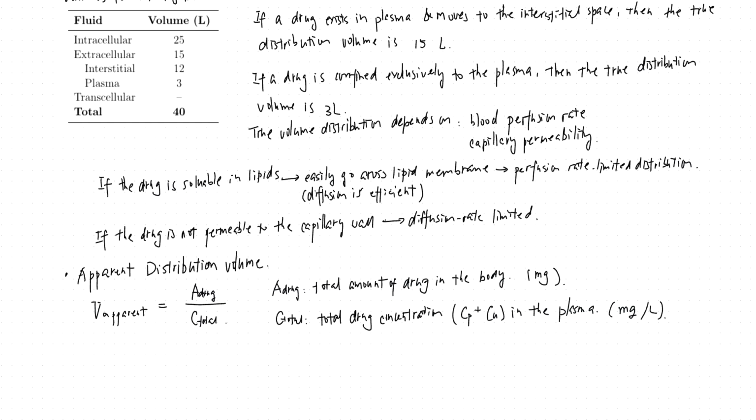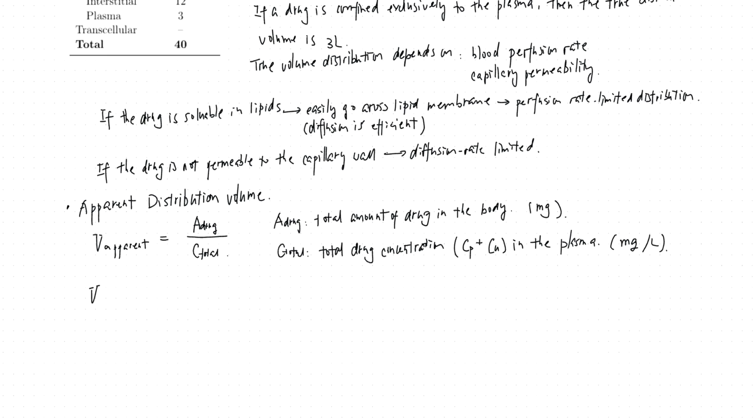Then the apparent volume can be either an overestimation or underestimation of the true volume, depending on the concentration of the drug. So V apparent can be an overestimation or underestimation of the true volume of distribution.